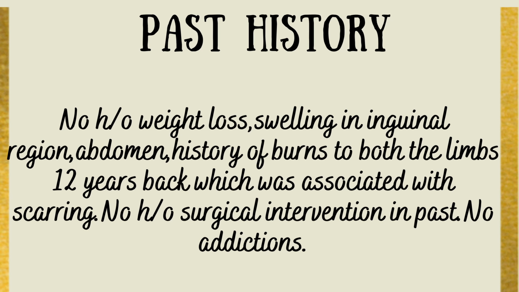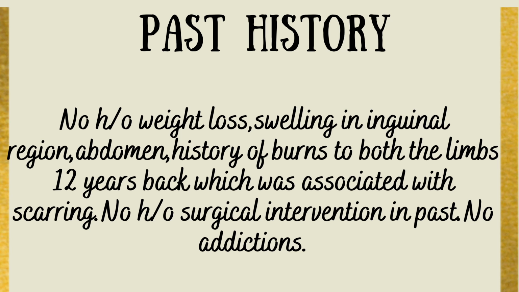So what will come under the past history? In past history you will ask whether there is any history of weight loss, any swelling in the inguinal region or the abdominal region, or any history of burns, because if burns are there, then it suggests that it might be a Marjolin's ulcer. So you have to take the complete history. Any history of burns to both the limbs, anything that you have to ask.